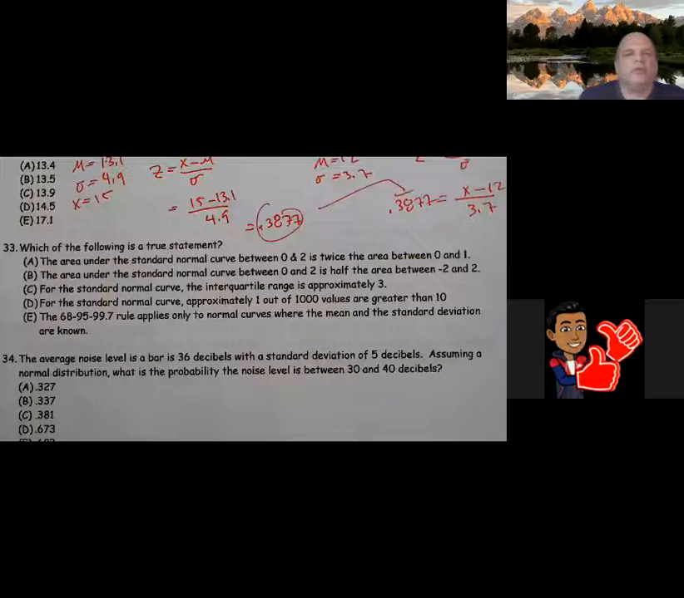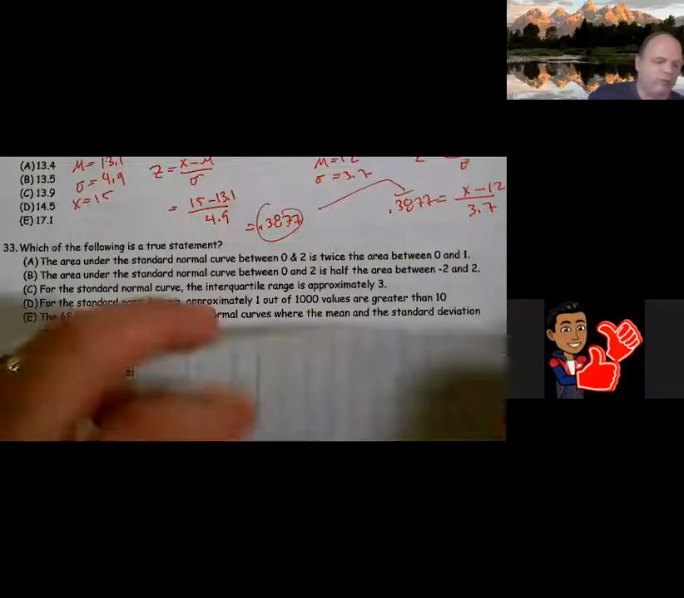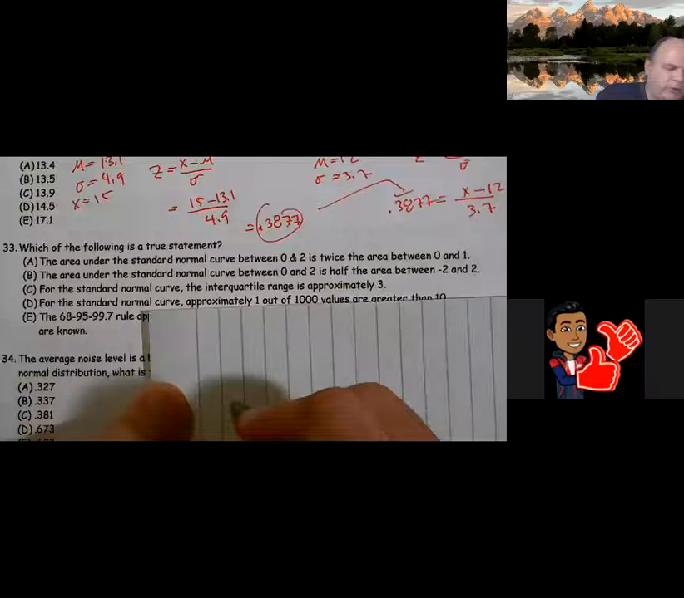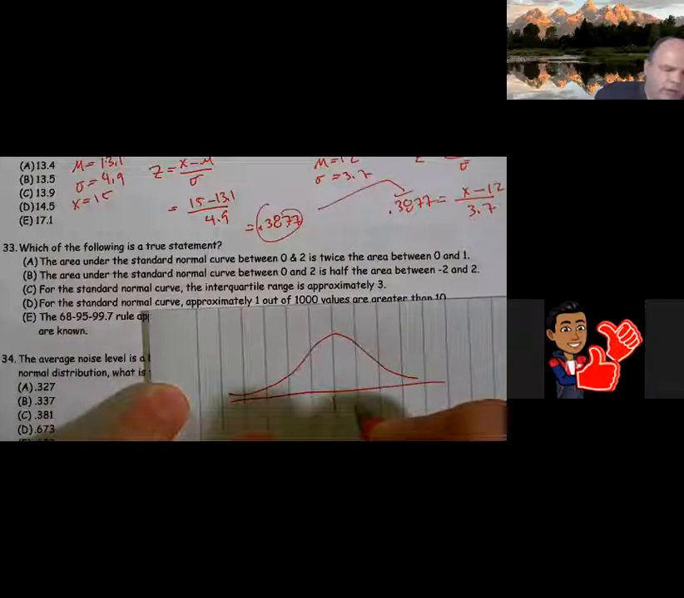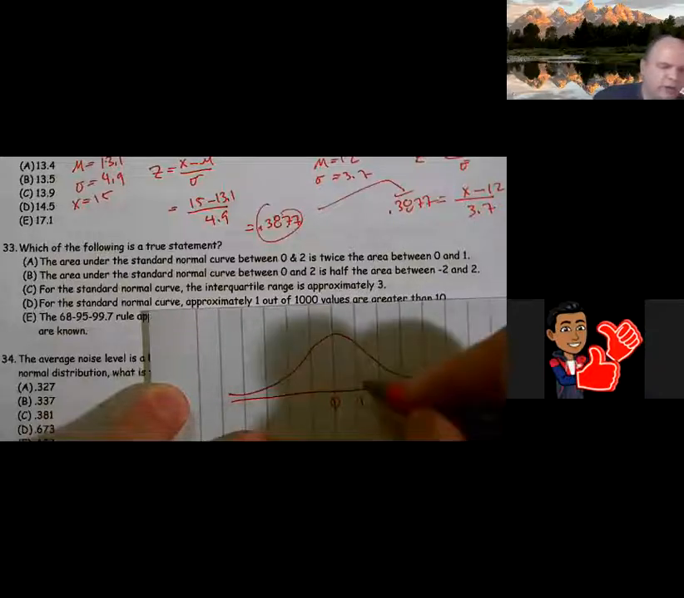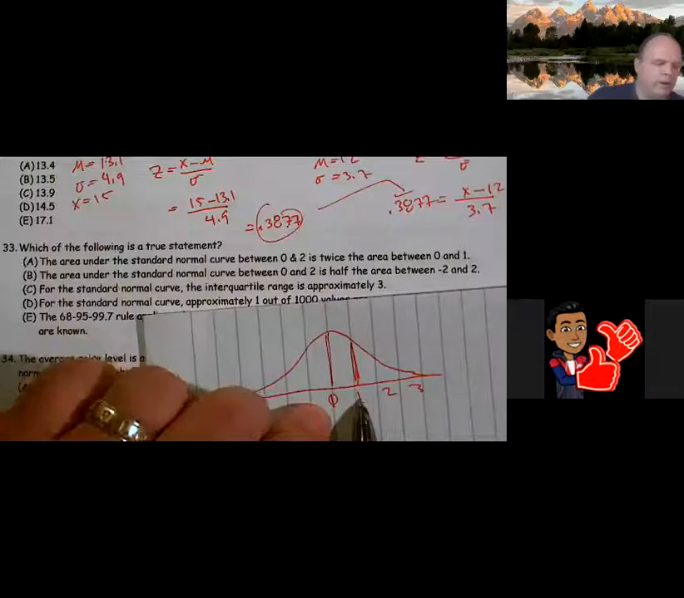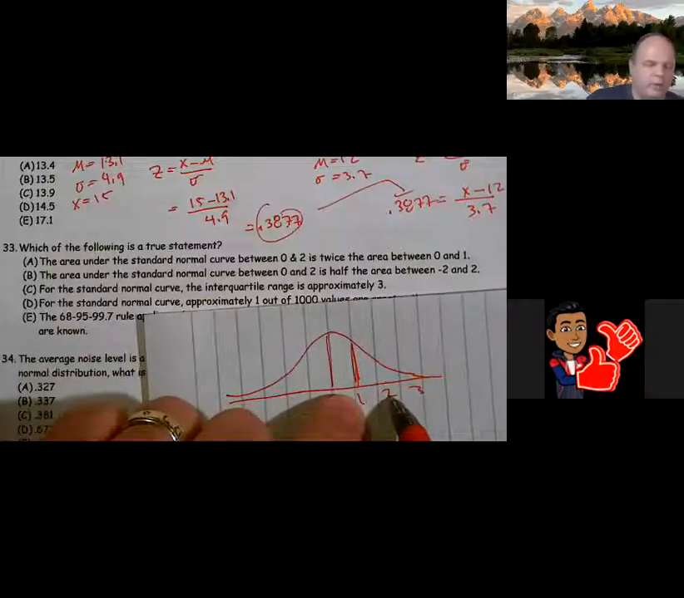Okay, which of the following is a true statement? The area under the standard normal curve between 0 and 2 is twice the area between 0 and 1. First off, that is false. The reason it's false is because if we look at the normal curve, 0, 1, 2, 3, because it's curved, the area between 0 and 1 is much greater than the area between 1 and 2. So consequently, those are not equal.